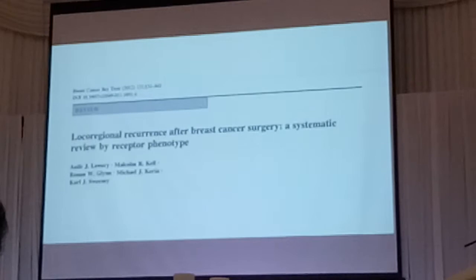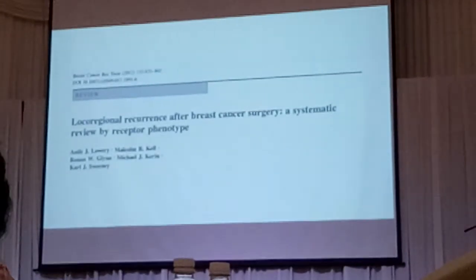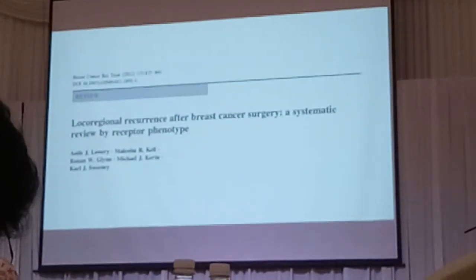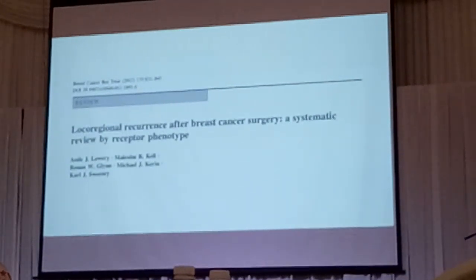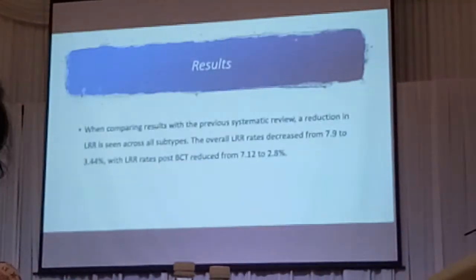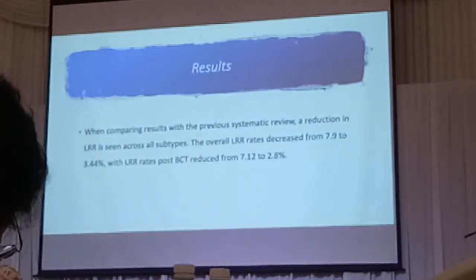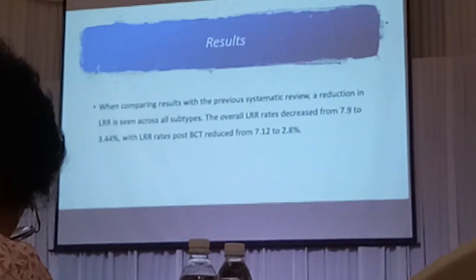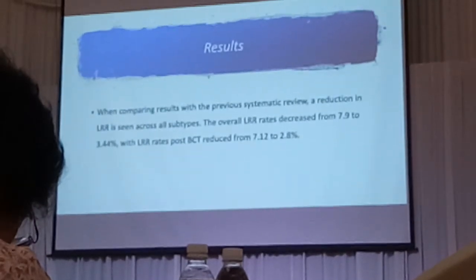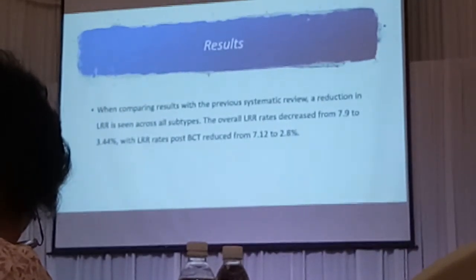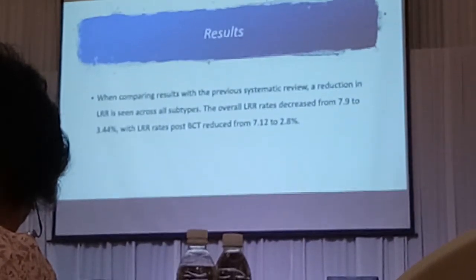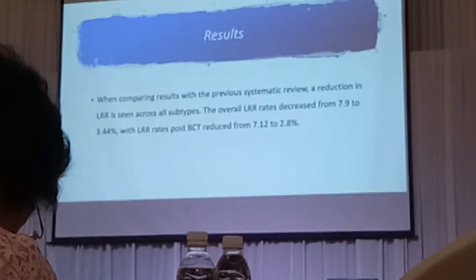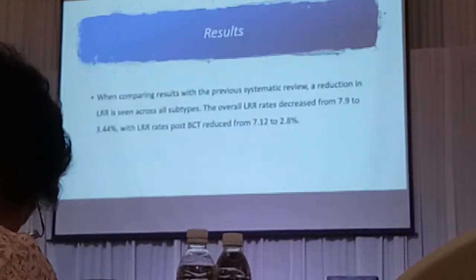This same group had done the same systematic review, but 5 years earlier, before the introduction of the trastuzumab treatment. So they compared both studies, and they found that a reduction in the local regional recurrence is seen across all subtypes. The overall local recurrence rate decreased from 7.9 to 3.44%, with local regional recurrence rates post-breast conservative surgery reduced from 7 to 2.8%.